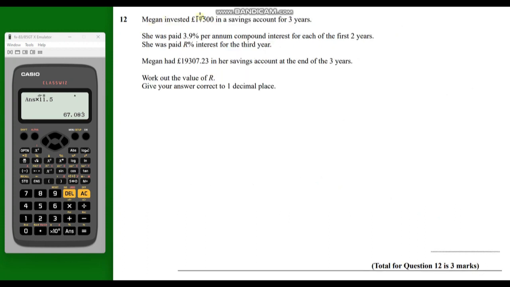Question 12. Megan invested £17,500 in a savings account for 3 years. She was paid 3.9% per annum compound interest for each of the first 2 years. And then she was paid R% interest for the 3rd year. So we don't know what that is. And then Megan had this amount of money in her savings account at the end of the 3 years. Work out the value of R. Give your answer correct to 1 decimal place.